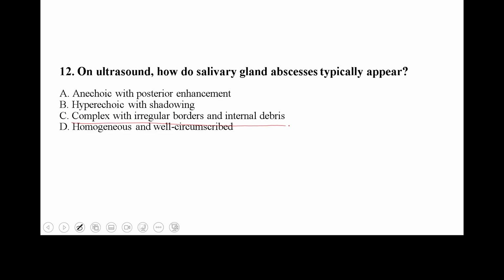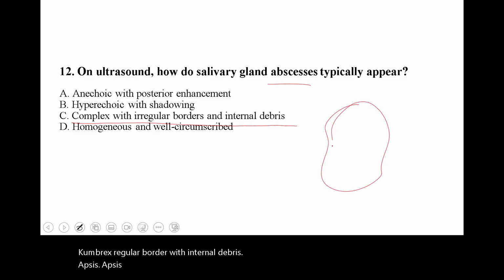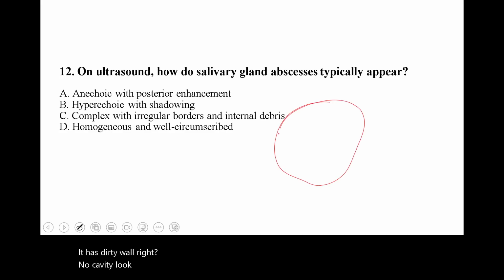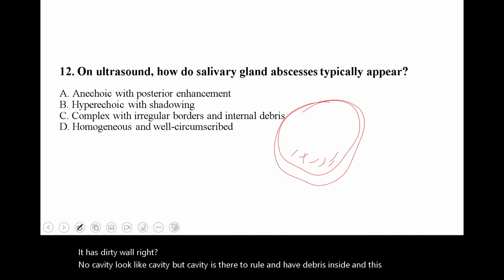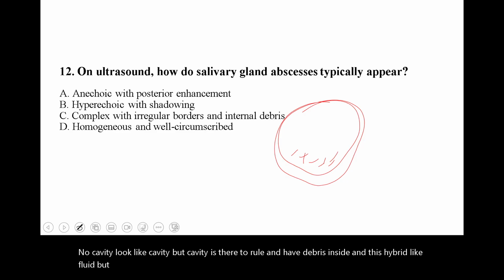Complex irregular border with internal debris: abscess. An abscess has a dirty wall, right? It looks like a cavity. A cavity has a dirty wall and debris inside, and it is hypoechoic, still like fluid, but this is what an abscess looks like. It always has a dirty wall because it is a cavity.